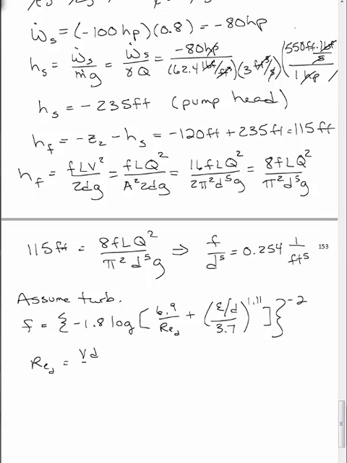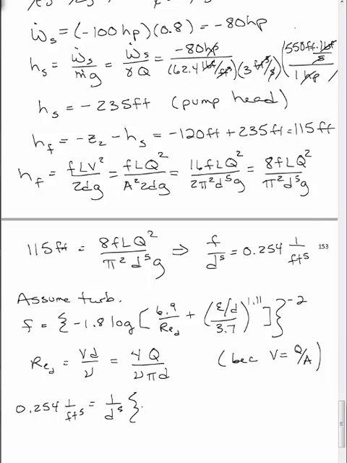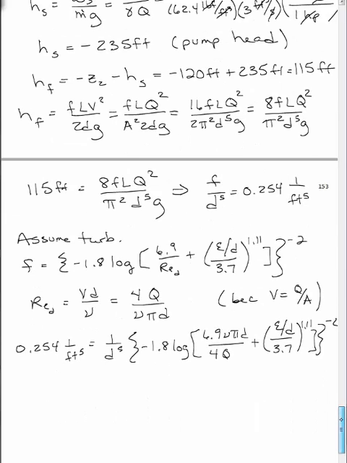Reynolds number equals VD over nu. And we need to turn that into Q, so 4Q over nu pi D, and that's again because V equals Q over A. Combining, what I'm going to get is 0.254, 1 over feet to the fifth, equals 1 over D to the fifth, times this whole big mess, minus 1.8 log of 6.9 nu pi D over 4Q plus epsilon over D over 3.7 to the 1.11 power, to the negative 2. All right, big challenge. Solve that for D.